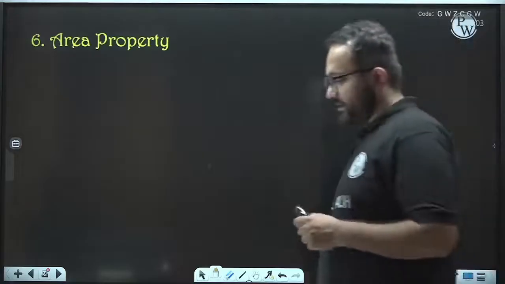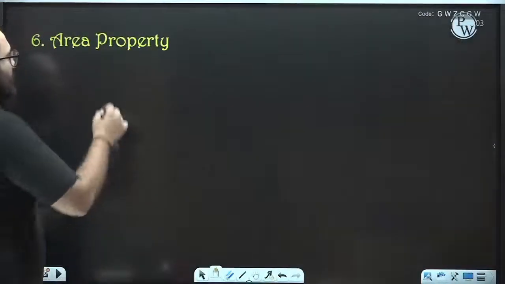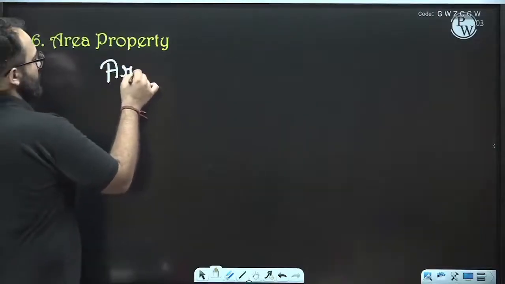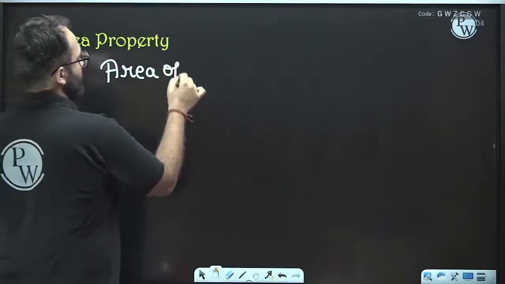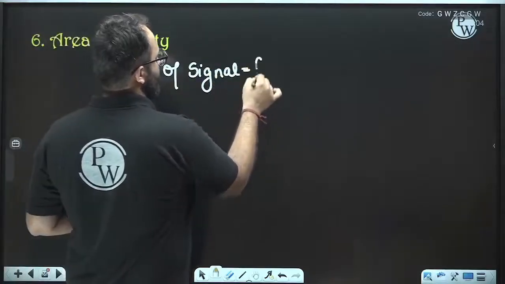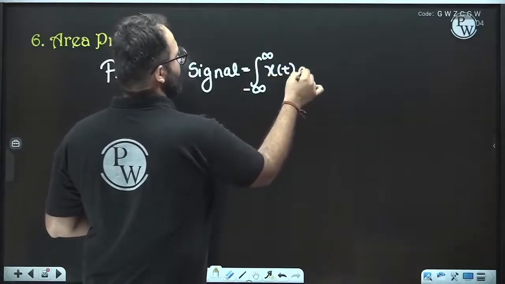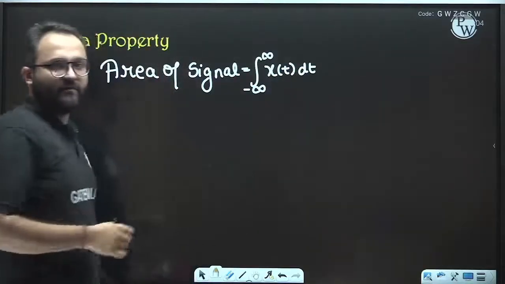the area property. Area property says that what is the area of a signal? So area of a signal is equal to the integral from minus infinity to infinity of the signal x(t) or h(t) or anything. This is the area of the signal.